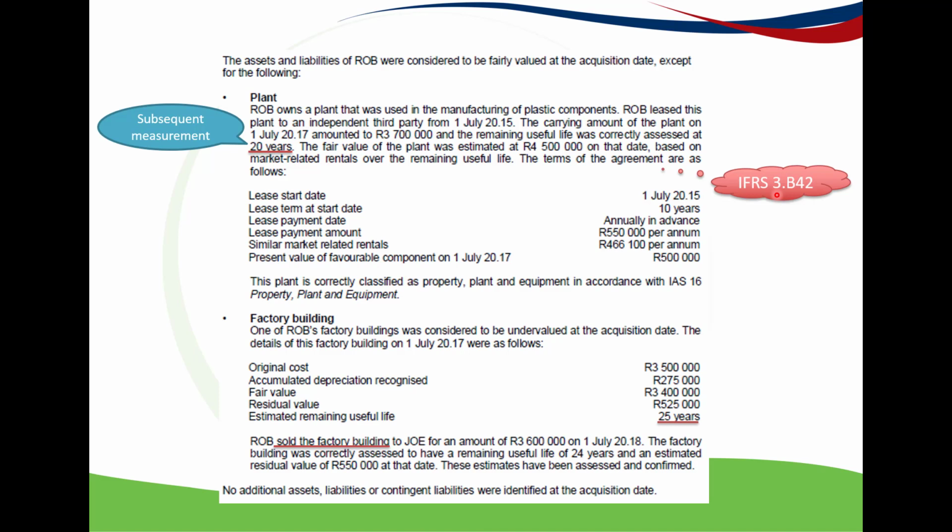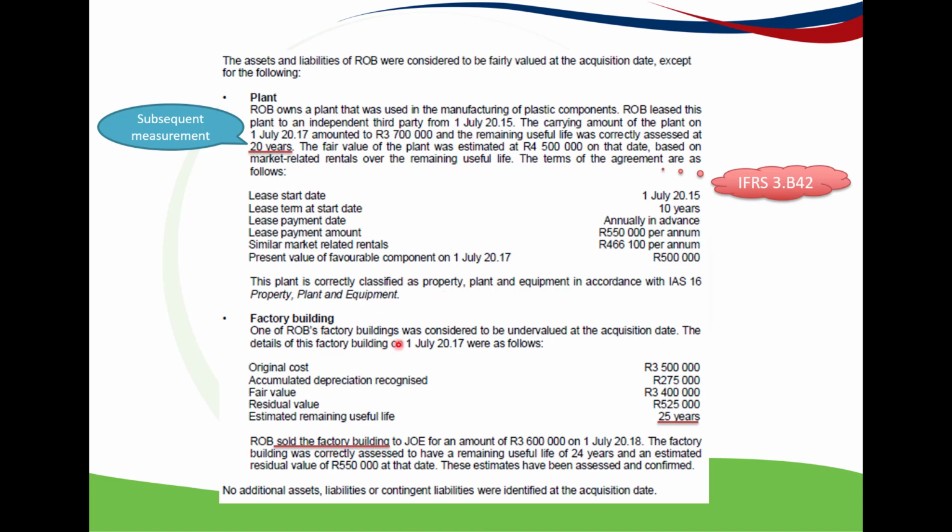So what does that mean? It means that the fair value adjustment of the plant at acquisition date will be the 800,000 plus the favorable component of 500,000. So at acquisition date, the plant fair value adjustment will be 1.3 million. This paragraph, IFRS 3 B42, specifically states that we will not recognize a separate asset for this favorable component. It is capitalized or added to the fair value adjustment of the plant line item. And then it tells us the plant is correctly classified as PPE.